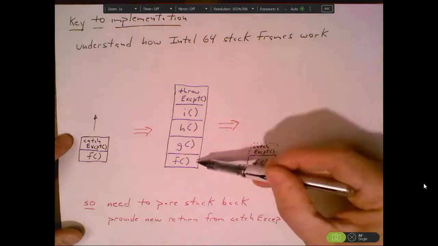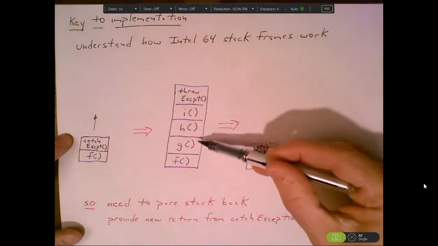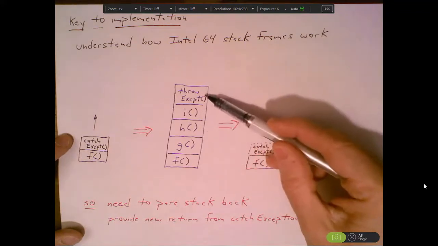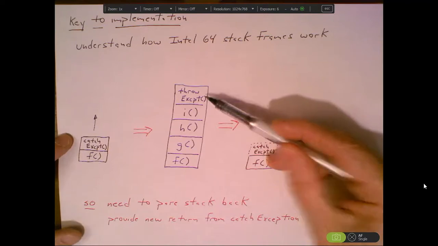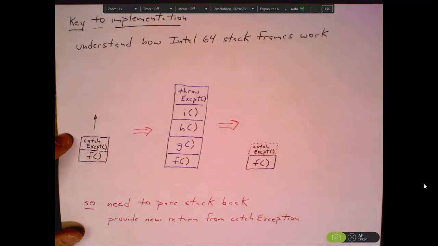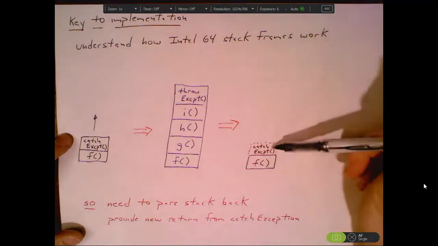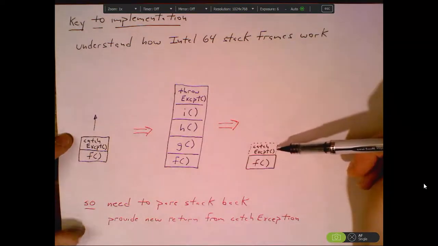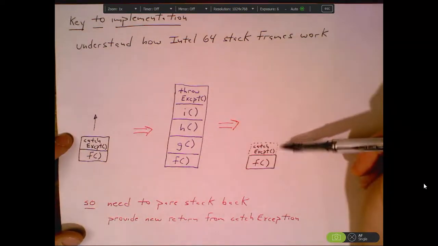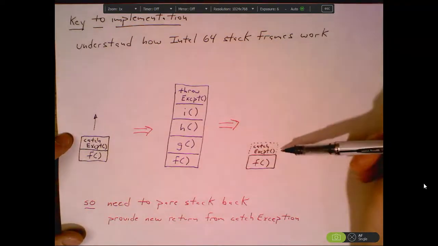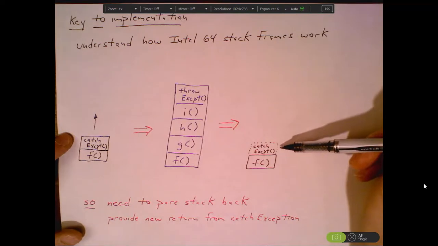So on the runtime stack, we'll have a frame for f, a frame for g, a frame for h, a frame for i, and finally a frame for throw exception on top of the stack. And what we want throw exception to do is essentially magically return the stack to look something like this, as if catch exception had a frame on top of the stack, and then we're going to simulate catch exception returning for a second time.